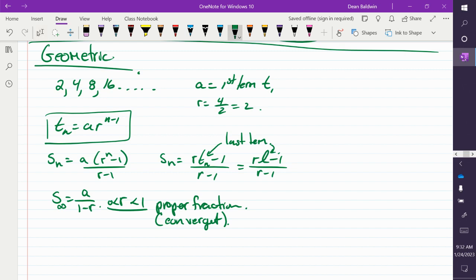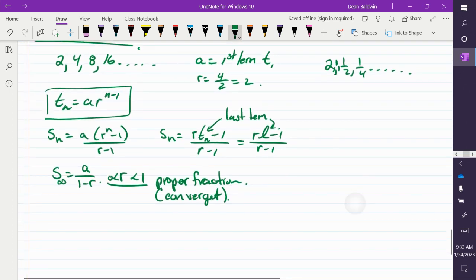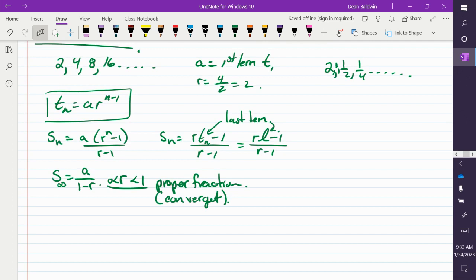But if I have the series 2, 1, a half, a quarter, like that, then it's getting smaller and smaller. That will be convergent because the R value is a half. All right? It doesn't have to get closer to 0. It'll just get closer to a certain number. Some will get closer to 0. Well, you can't sum something to 0, not as an infinite series.